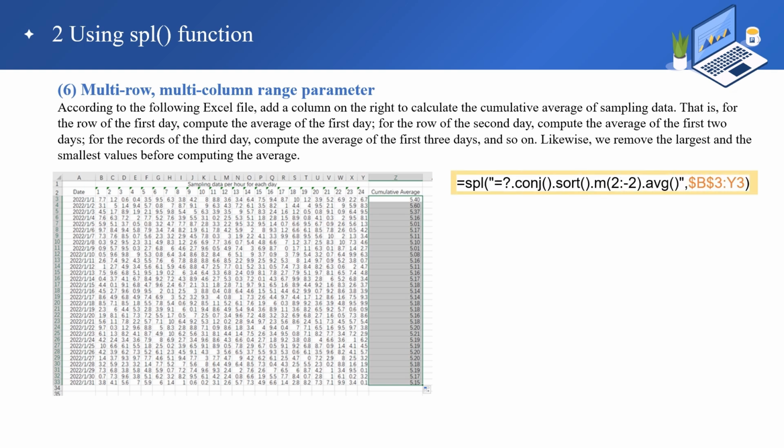Enter this expression in Z3 to get the result 5.40. As can be seen from the expression, the parameter passed in is $B$3:Y3, where the first cell B3 is added with two $ symbols. The reason is that we should always keep accumulating from cell B3 when copying the expression down, since what we want to calculate is the cumulative average. Drag Z3 down to every relevant row to get the cumulative average of every row.